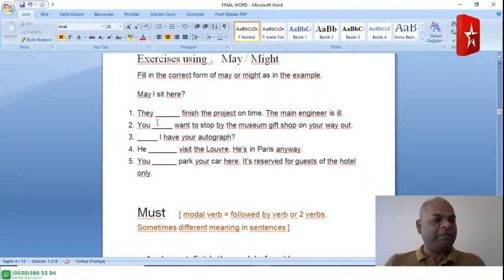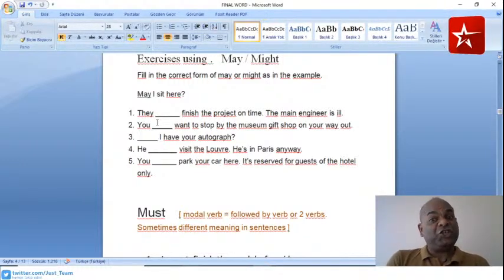So, what do you think the answer should be here? Now, that's Imra, that says clear. Thank you so much for that. The answer is, guys, you're writing Najat. Erkan says might. Great, that's good. Now it says they might finish the project on time. The main engineer is ill.